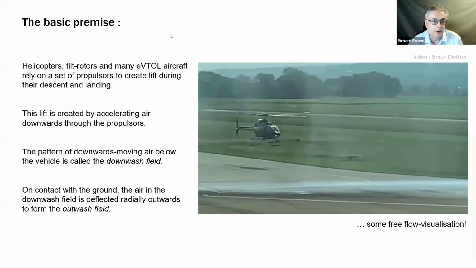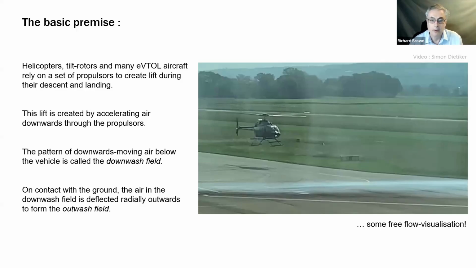So let's start off from the basic premise, and that is that helicopters, tilt rotors, and many eVTOL aircraft rely on a set of propulsors to create lift during their descent and landing. And of course, as we know, this lift is created by accelerating air downwards through the propulsors. And this pattern of downwards moving air below the vehicle we call the downwash field.